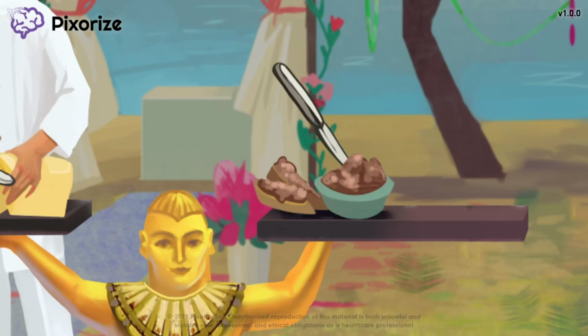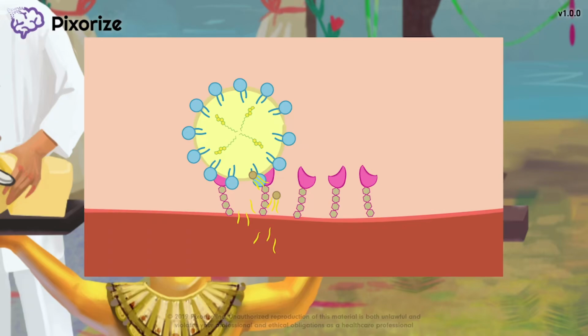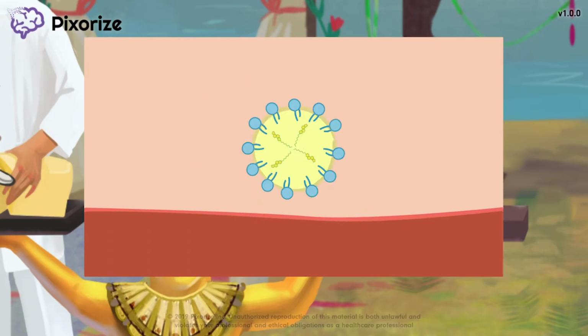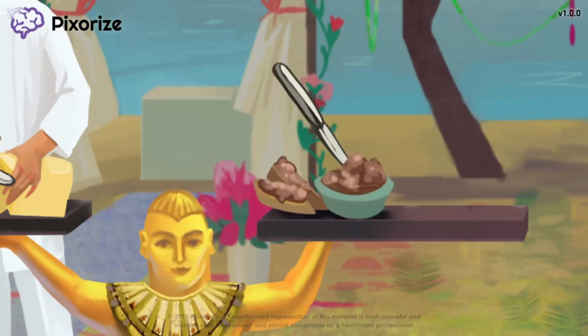Remember how I told you that IDL still has some triglycerides in it? Well, that's what hepatic lipase is for. It's a lipase that cleaves off the rest of IDL's triglycerides. When the remaining triglycerides are removed, we are left with LDL, our final lipoprotein that we'll touch on shortly.